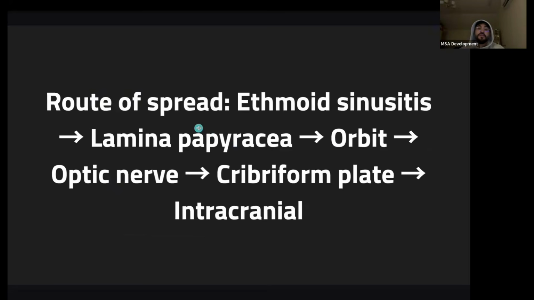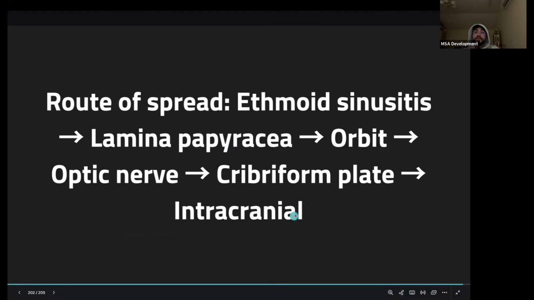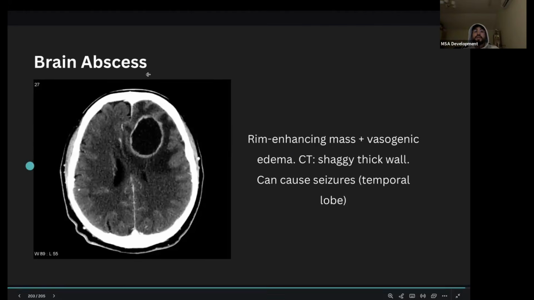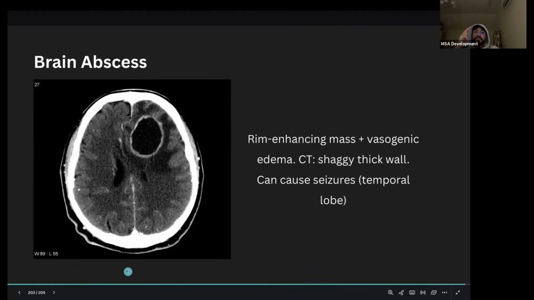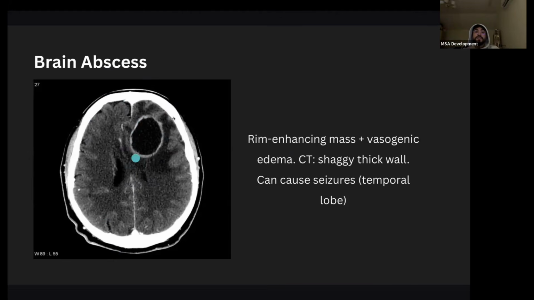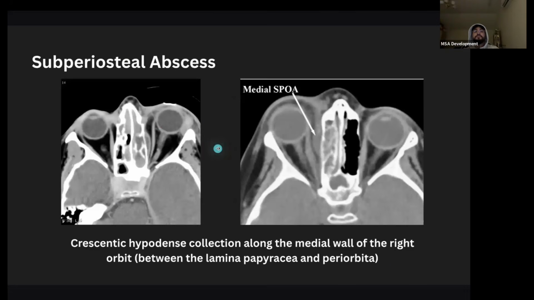All right. So how does it spread? We have from the ethmoidal sinusitis to the lamina propria to the orbit, optic nerve, cribriform plate, and it could go intracranially. If it goes intracranially, you can have brain abscess, as I mentioned. Remember the clinical scenario? Brain abscess, rim enhancing mass with vasogenic edema, and this thick, shaggy wall of the mass, all right, and it can cause seizures because it's in the temporal lobe.